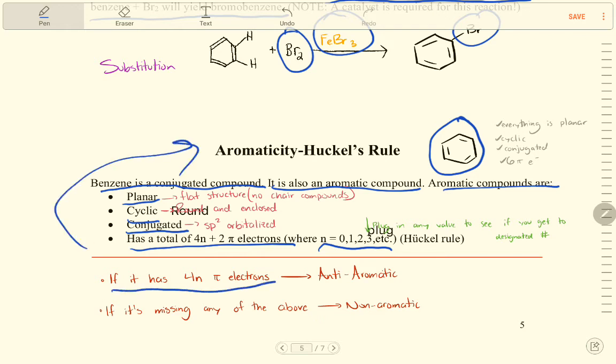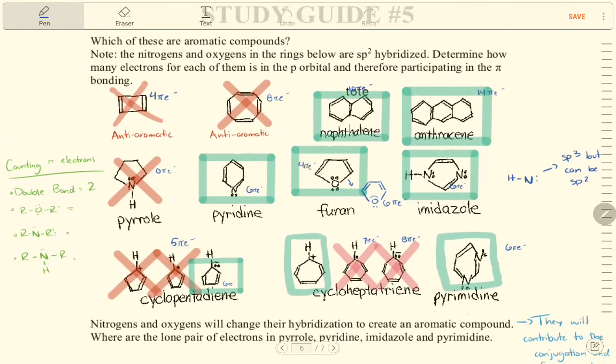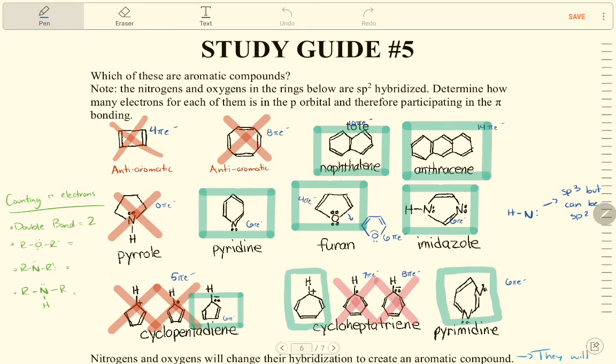If it has 4n pi electrons, it's anti-aromatic. If it is missing any of the above, it's non-aromatic. So that's Huckel's rule, and you need to apply that. Now, which of these are aromatic compounds? Based on this rule, we need to identify aromatic, anti-aromatic, and so on. For nitrogen and oxygen in the rings below that are sp2 hybridized, we need to determine how many electrons of each are in the p orbital and participating in pi bonding.